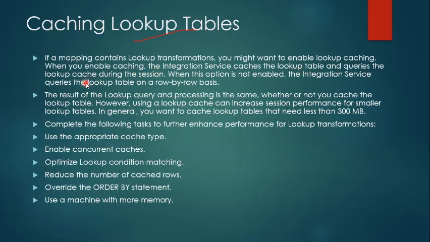So in the lookup cache during the session, when the option is not enabled, the integration service queries the lookup table row by row. Where is the option? The option is inside your lookup transformation. That's what this is telling. If inside the mapping you have taken a lookup transformation, you might want to enable the lookup cache.